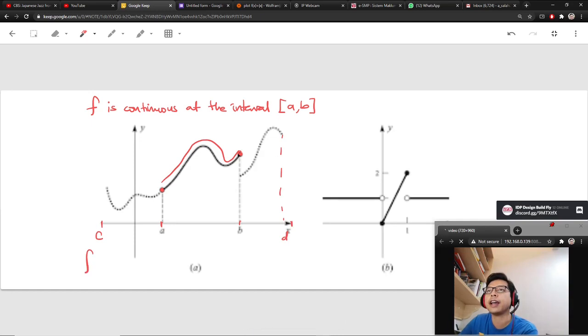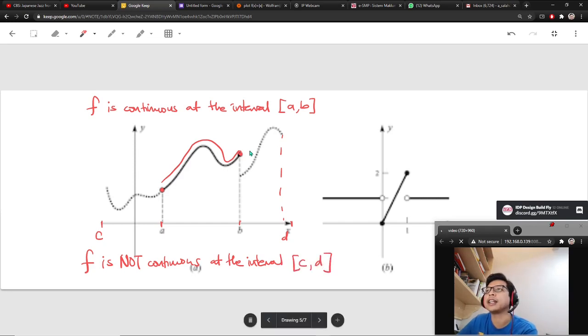We can say f is not continuous at the interval C, D. The reason being is there exists a gap here. So you can say it's continuous, but it's continuous on this interval only. But if we expand the intervals to C and D, it's not continuous. Okay, so that's easy.